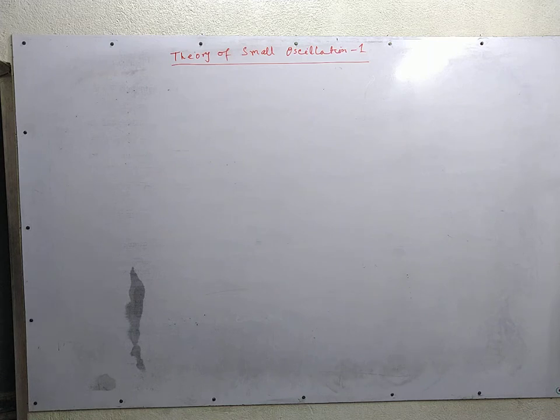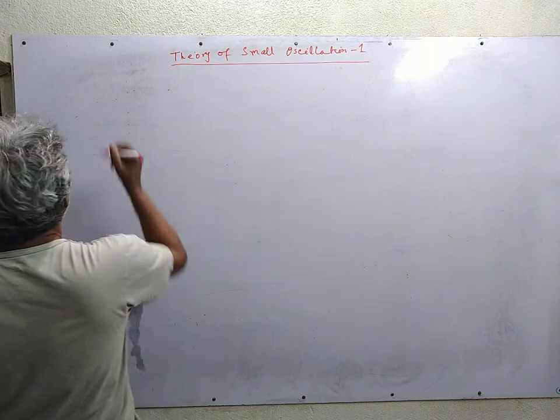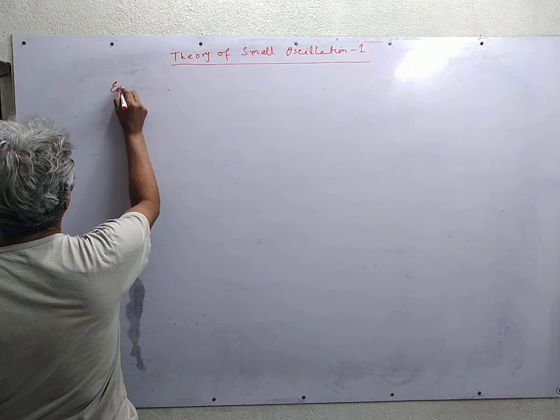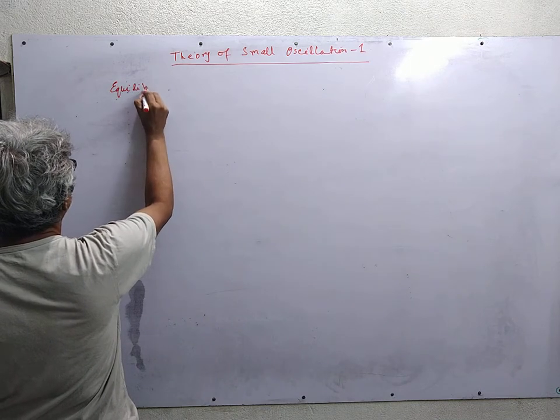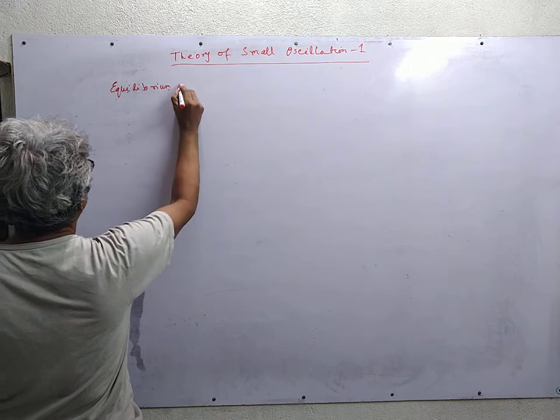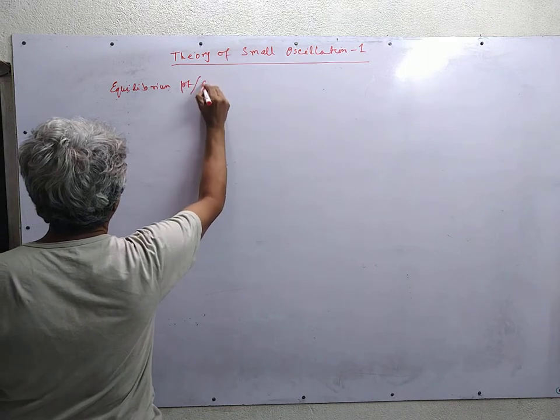Before going to the small oscillation proper, we shall first make a stability analysis. That is, the stability of a system in terms of potential energy, or we define the equilibrium point, or configuration.